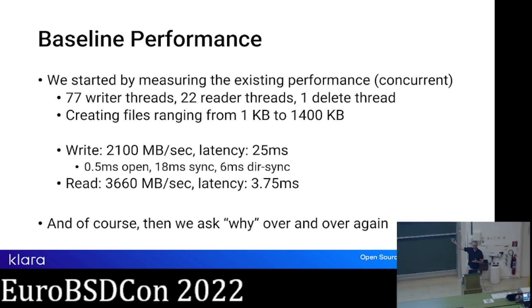Of that, there was half a millisecond of opening and creating the file, about 18 milliseconds of syncing the file after they had written all the data, like when they called fsync, and then another 6 milliseconds syncing the directory, which is something they were doing. We'll talk about that in a second. And then concurrently, those 22 threads of readers, we were able to pull about 3.6 gigs a second off of the flash with a time to first byte latency of about 3.7 milliseconds.